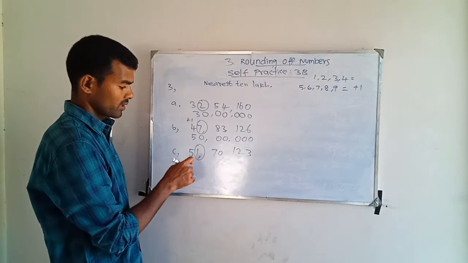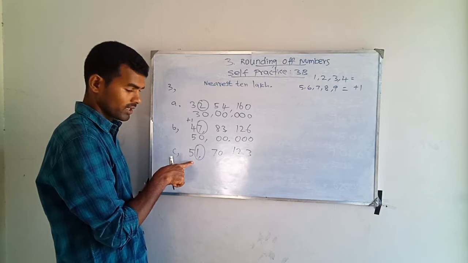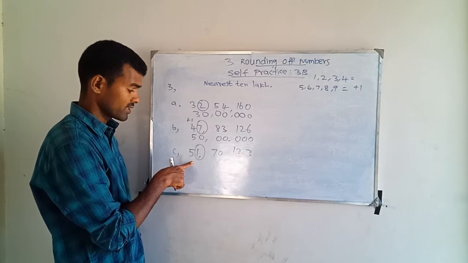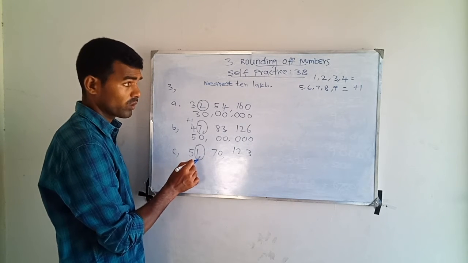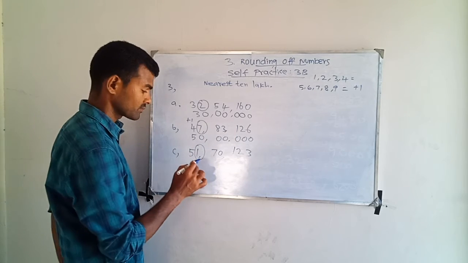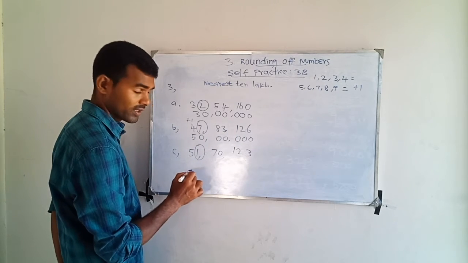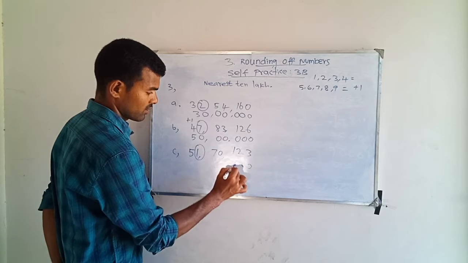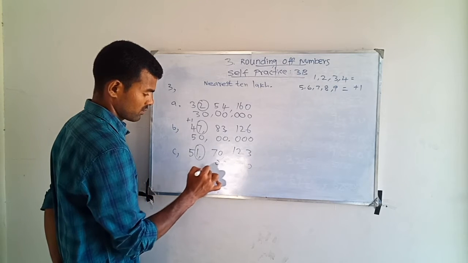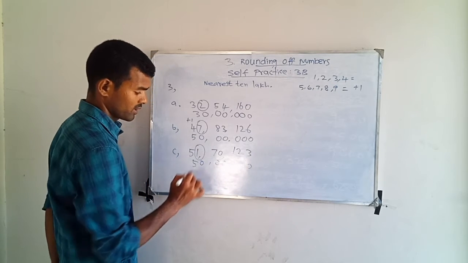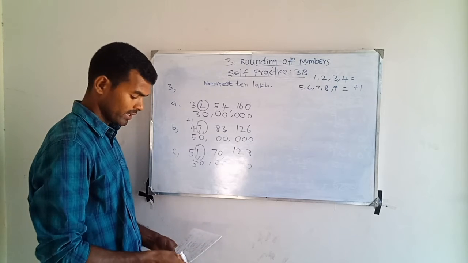See this here, the nearest 10 lakh. What is the nearest 10 lakh? In the lakhs place, 1 is there. 1 is less than 5. So what will you do? Less than 5 means no change. This is the answer.